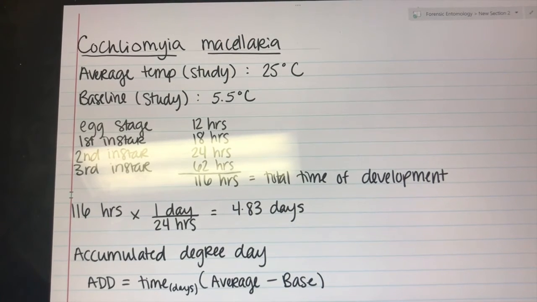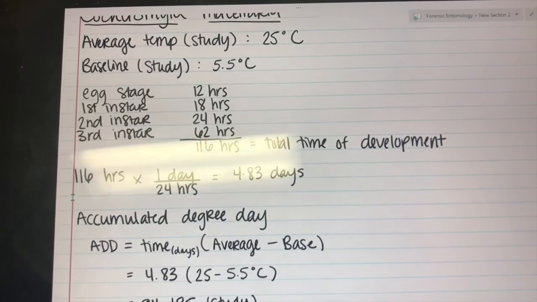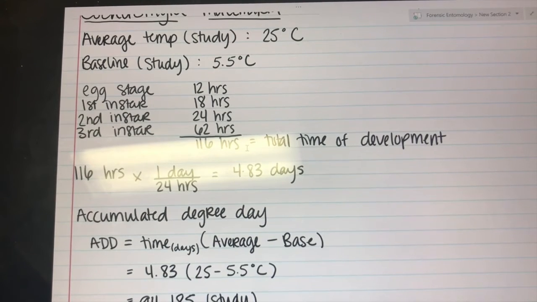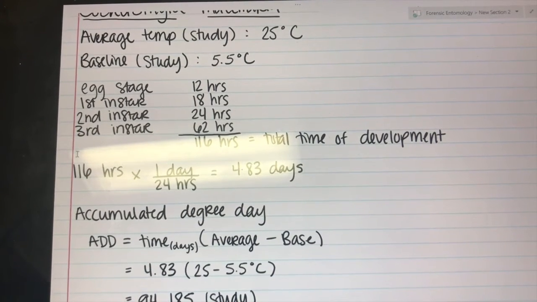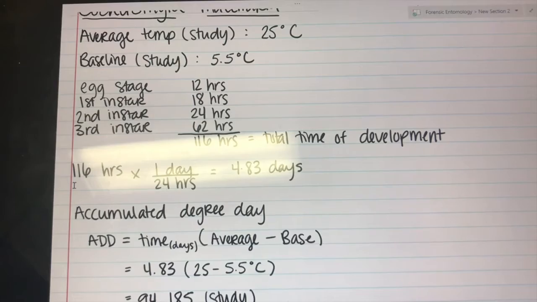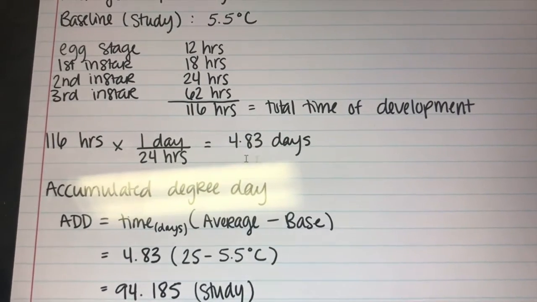Now we're going to use the equation accumulated degree days. So we need to convert these hours into days. As you can see here, I have done that calculation for 0.83 days.